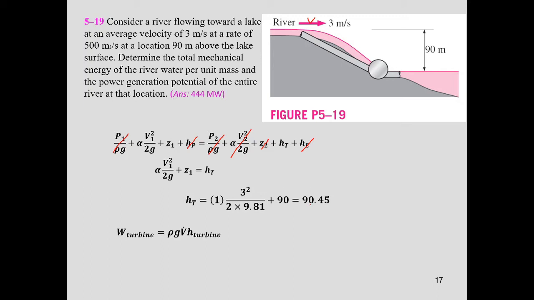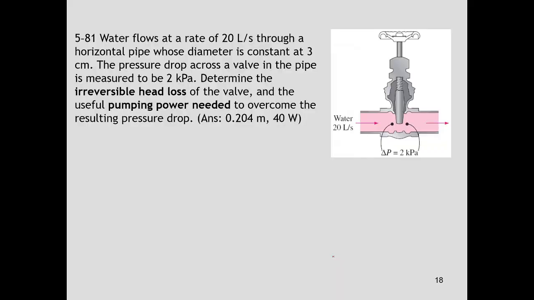So to get the power of the turbine, W equal to rho g V dot H turbine. You have all the information. Rho equal to 1000, g 9.81. V dot is given here, V dot is 500 meter cube per second, times H turbine, which you calculated before, H turbine equal to 90.45. So you get that the work from the turbine is equal to 443.6 megawatt.